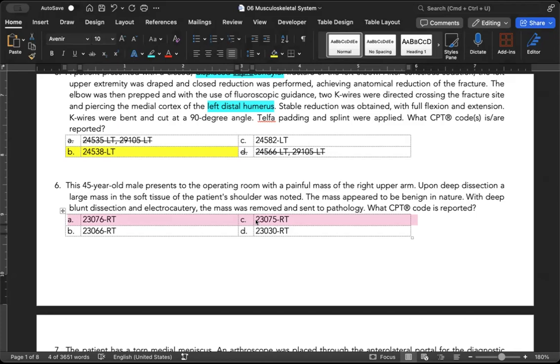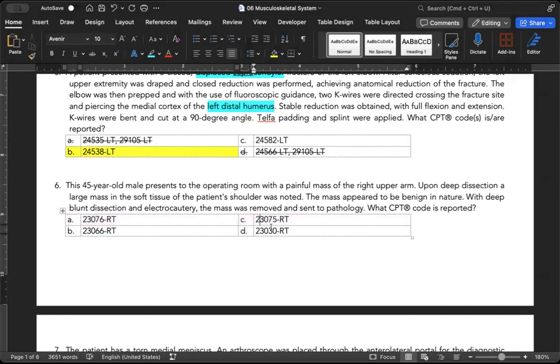So your 23075 is going to be an excision for a tumor, soft tissue of the shoulder area, subcutaneous, less than 3 centimeters. And then 23076 is an excision, tumor, soft tissue of the shoulder area, subfascial. And then it's less than 5 centimeters.